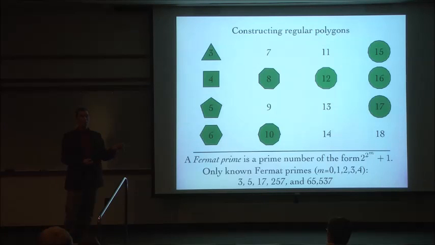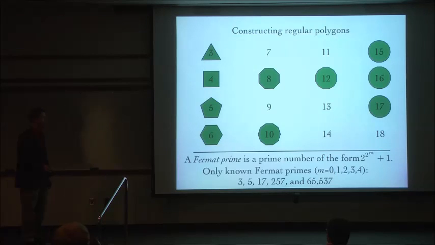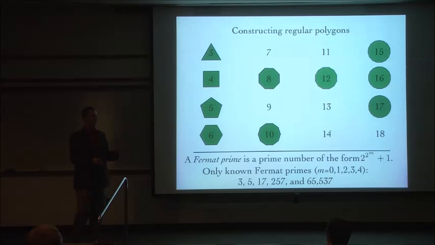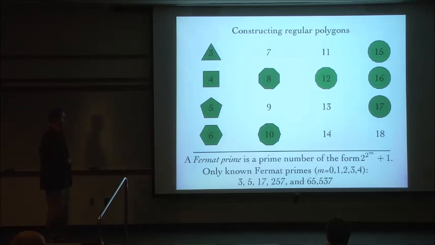And another famous mathematician factored it. Does anyone know who that famous mathematician is? Euler, yeah. So Euler famously factored the n equals 5 Fermat number. So if you look right here, here's our 3, here's our 5, here's our 17. It turns out that if you are a Fermat prime, then you can construct a regular polygon with that many sides, right? Just like we could construct the 15-gon, we could also multiply these together to get some other ones.